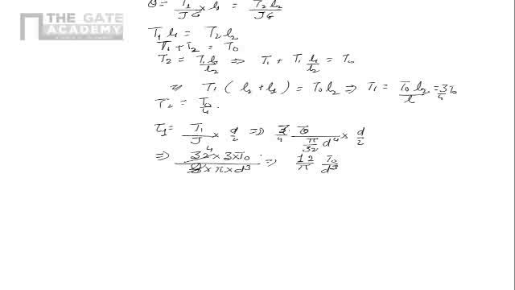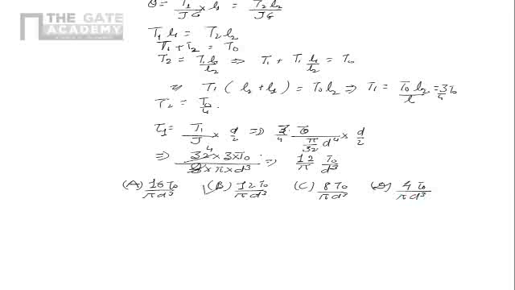Now the options which have been provided are: option A is 16 T0 upon pi d cube. Option B is 12 T0 upon pi d cube. Option C is 8 T0 upon pi d cube, and option D is 4 T0 upon pi d cube. So option B is the right option, 12 T0 upon pi d cube.